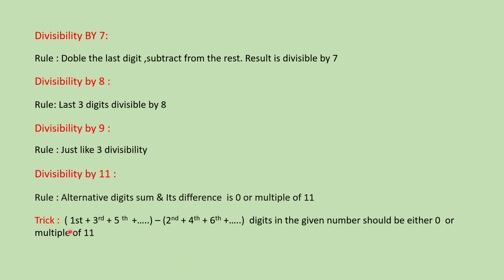The first, third and fifth digits of the number have to be added and subtracted from the leftover alternates, the second, fourth and sixth digits. If you subtract these sums, you will get either 0 or 11, and not only 11, a multiple of 11. If you get this result, then the number is divisible by 11. I think you got it. Let's see divisibility by 13.